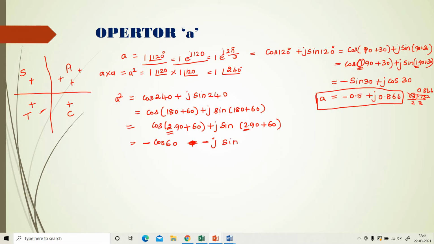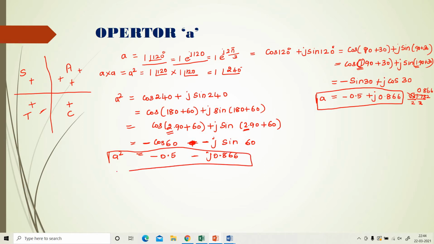Here this is even number. There is no change of sign here. So sine 60. What is minus cos 60? That is minus 0.5, 1 by 2, minus j sine 60 is root 3 by 2, that is 0.866. So this is A square.